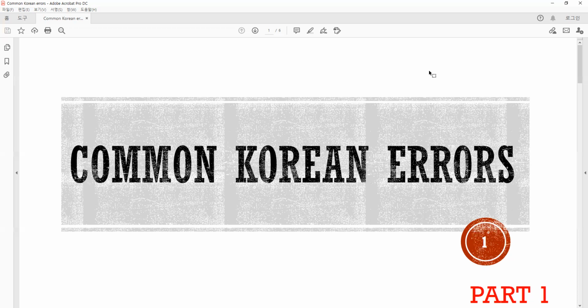Well, when I was learning Korean for the first time, I was also making these mistakes and I wasn't aware, because it is a little bit different from your native language. That's why sometimes it might be difficult for some people to get those rules and to understand them.